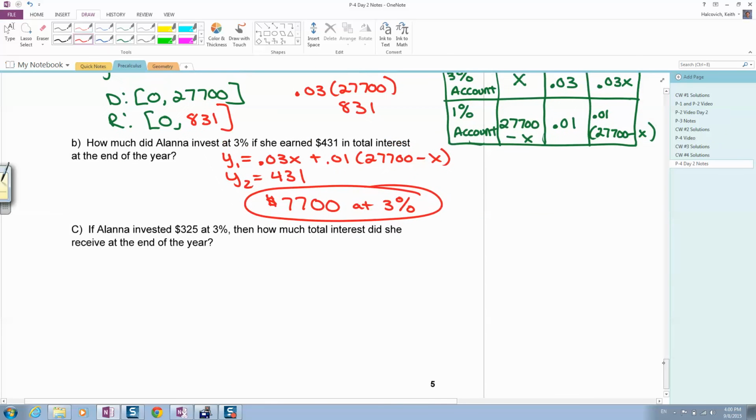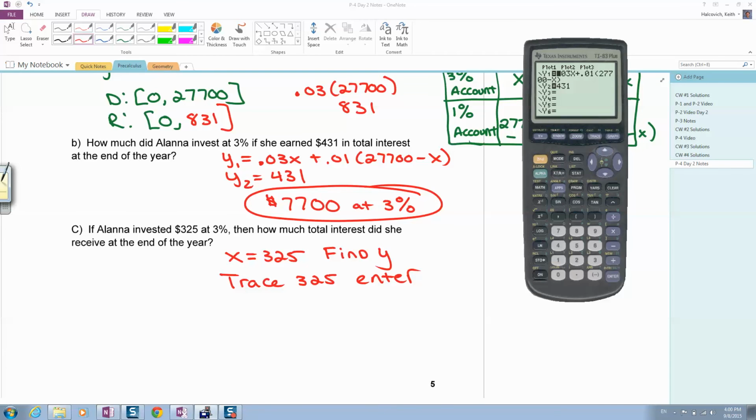Now, the next question says, you invest $325 at 3%. How much total interest did you receive at the end of the year? So here, you know x is 325. So you want to find y. So we're going to go trace 325, enter.